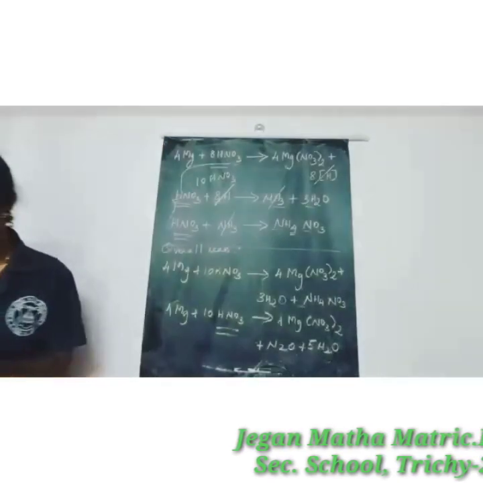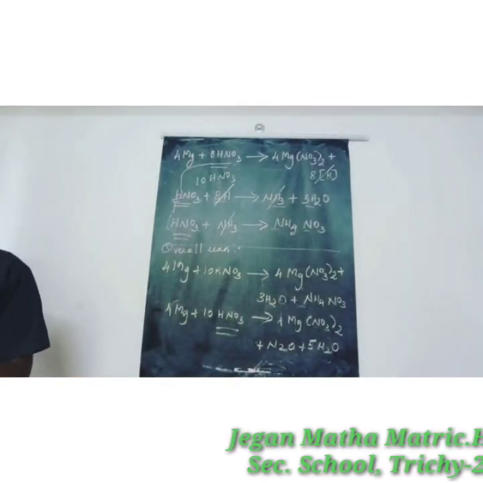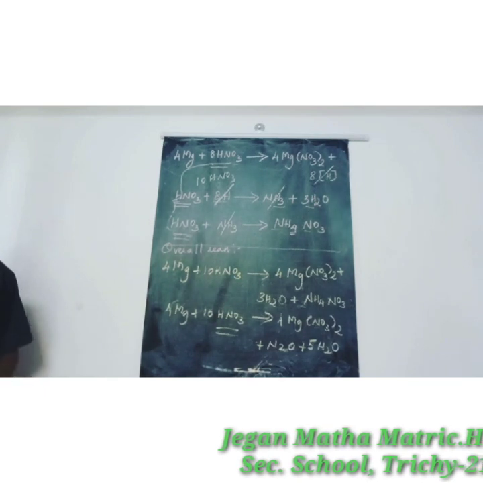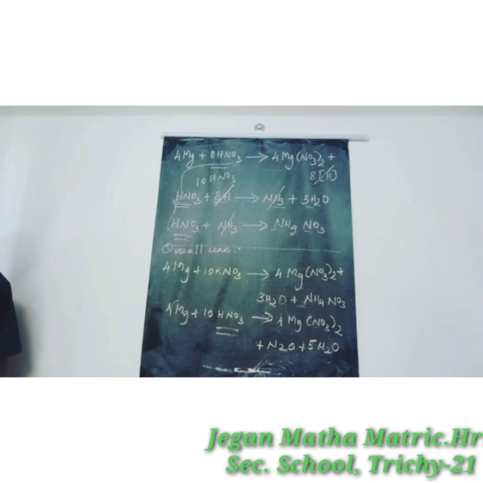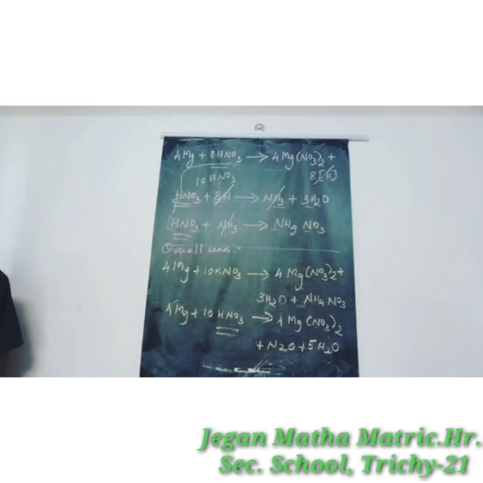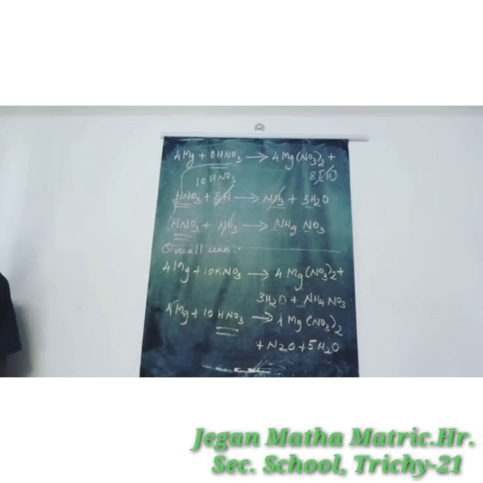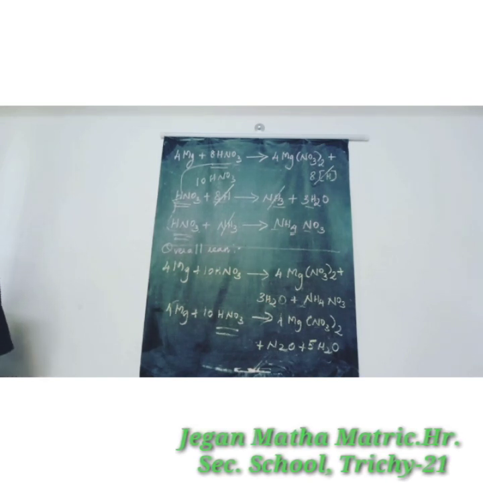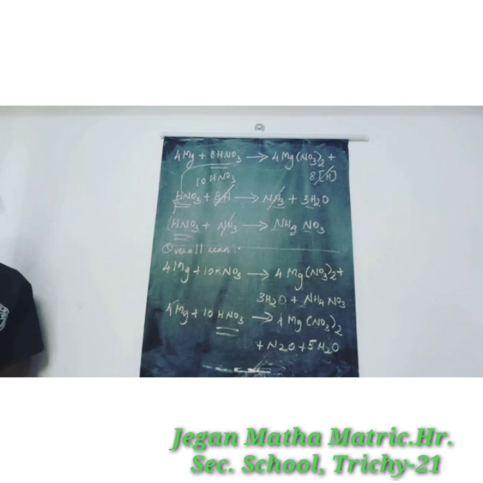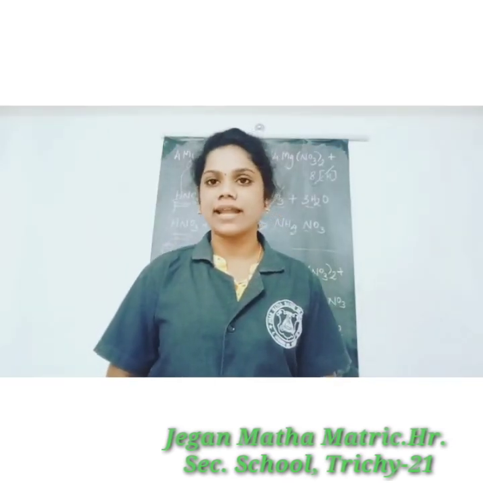And next one is uses of nitric acid. Nitric acid is used as an oxidizing agent and in the preparation of aqua regia. Salts of nitric acid are used in photography, that is AgNO3, and gunpowder for firearms, that is NaNO3. That's all for action of nitric acid on metals.